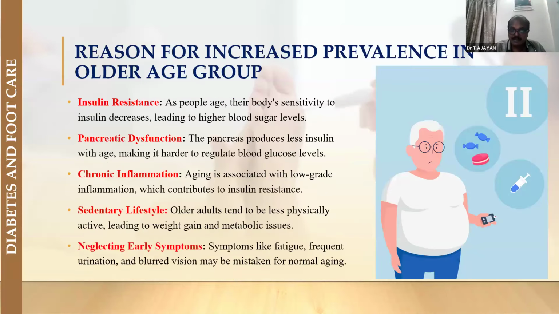The reasons for the increased prevalence in older age groups are, one, insulin resistance; second, in old age, normally pancreatic dysfunction; then chronic inflammation, sedentary lifestyle, and neglecting early symptoms. That is a major area in our clinical practice that you should consider: neglecting early symptoms. Symptoms like fatigue, frequent urination, and blurred vision may be mistaken for normal aging. The presentation is the same, therefore they are not worked up for diabetes mellitus.